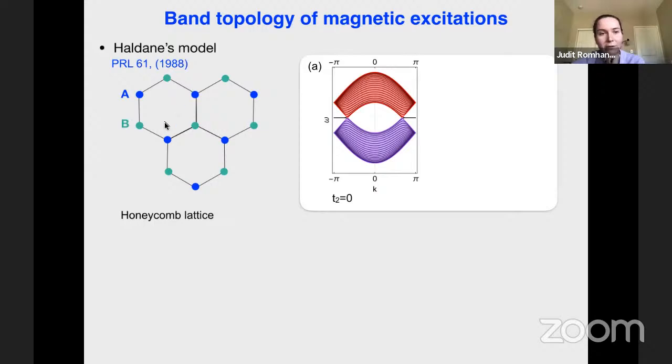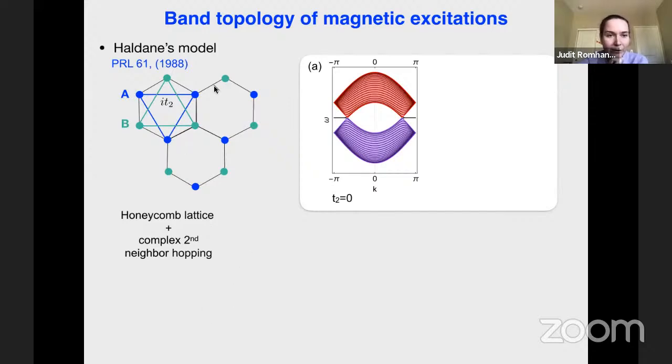So Haldane's model is made for a honeycomb lattice where we have non-interacting electrons that can hop from one side to the other. And if you just had this first neighbor hopping terms, then these bands would be rather boring, and they would not have any kind of topological properties or non-trivial topological properties.